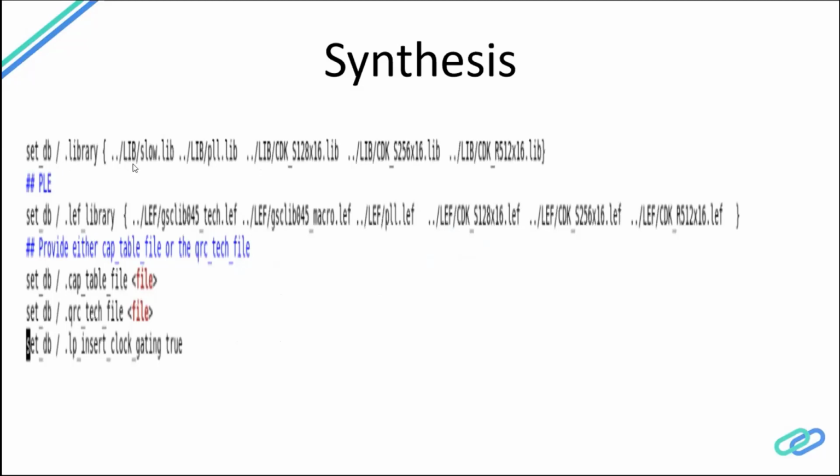So what is this library? So what kind of library? Slow library. Each component will have different libraries, so we use those things based on that. Then left. So when we are running the tool.